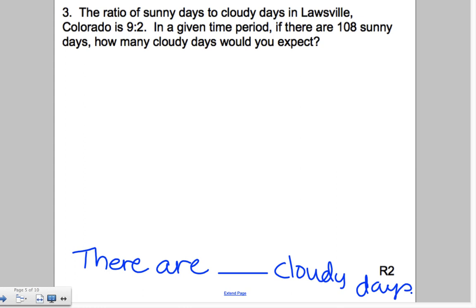Again, I want you guys to start with your barrier. Draw your straight edge. And what are we comparing in Colorado, Lawville? Cloudy to sunny. Two different things. Can we measure both of those things? Yeah. Sure we can. All right.